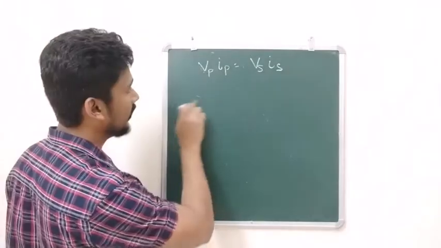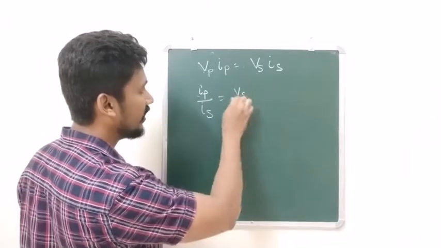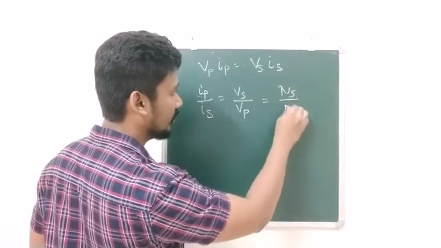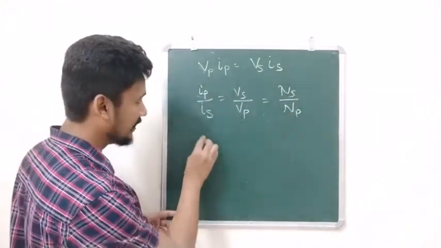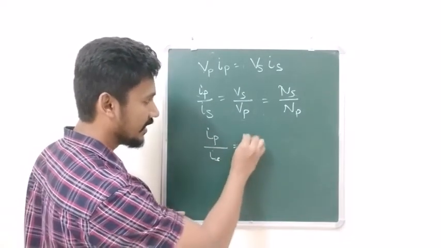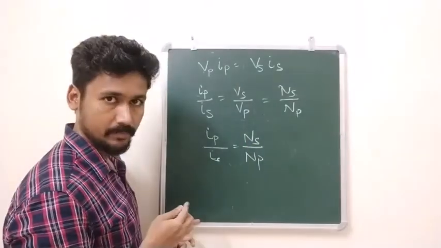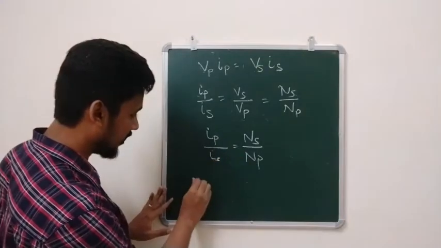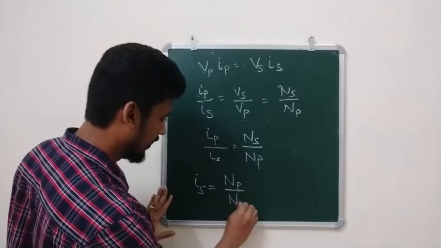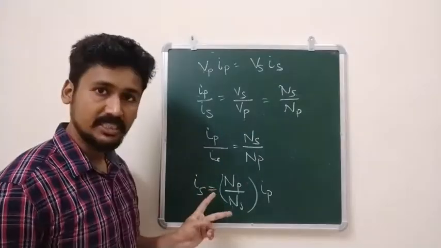So, what is the relation you will get? You will get the relation Ip upon Is is equal to Vs upon Vp, which will be equal to Ns upon Np. Or we can write this as Ip, current in primary, divided by Is, current in secondary, is equal to number of turns of secondary upon number of turns of primary. Or let us rearrange this equation and write it as Is is equal to Np upon Ns multiplied by Ip.